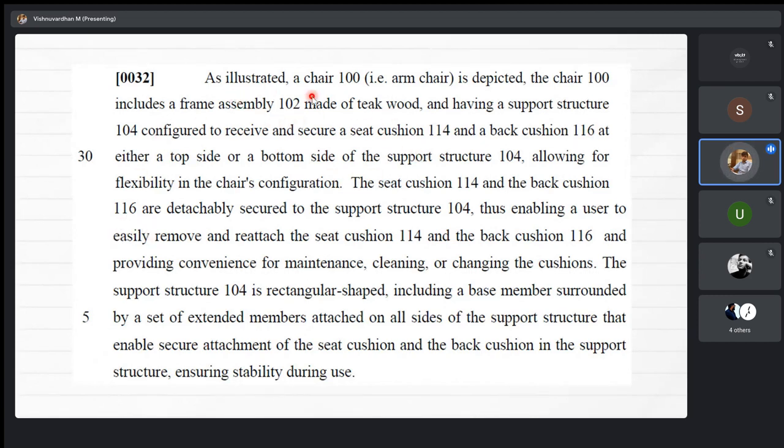Don't have to read it in detail. So see, as illustrated, a chair 100. All these numbers are from the diagrams. So frame assembly 102. Okay, seat cushion 114, back cushion 116. So that there is no ambiguity later on, every number has to be mentioned in your detailed description. Okay, so start explaining everything in your invention over here.